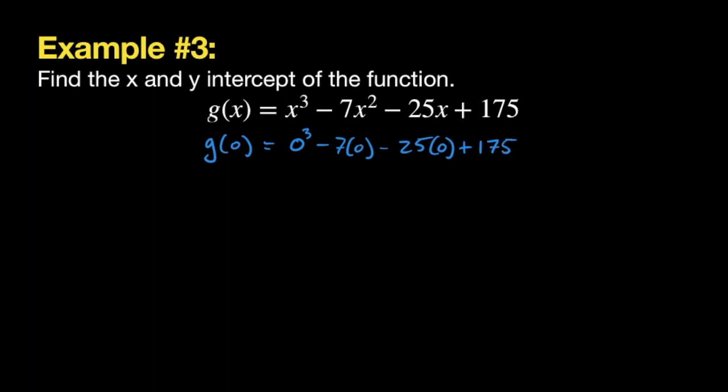That means that this is going to all cancel, and our y-intercept is going to be at 175. So the point of interception is going to be at 0, 175.